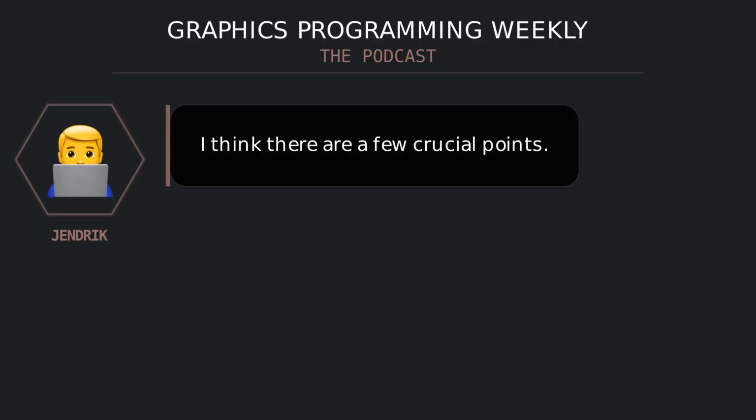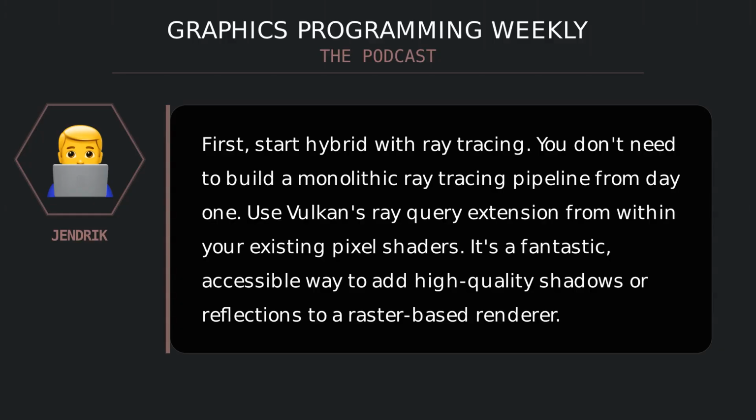I think there are a few crucial points. First, start hybrid with ray tracing. You don't need to build a monolithic ray tracing pipeline from day one. Use Vulkan's Ray Query extension from within your existing pixel shaders. It's a fantastic, accessible way to add high-quality shadows or reflections to a raster-based renderer.